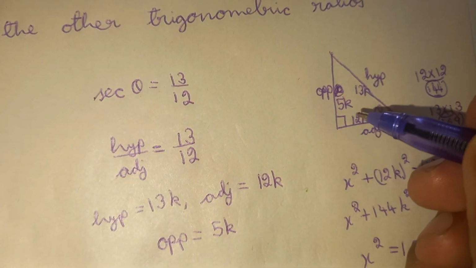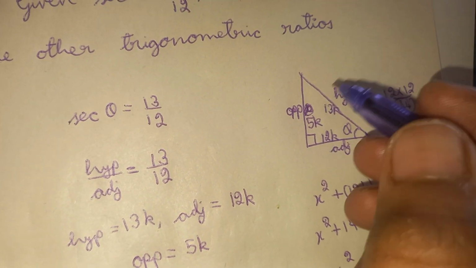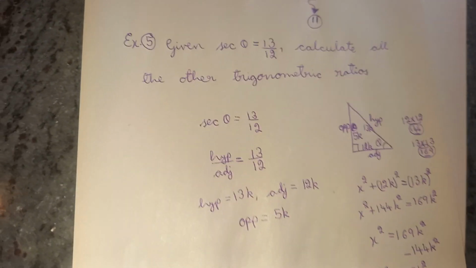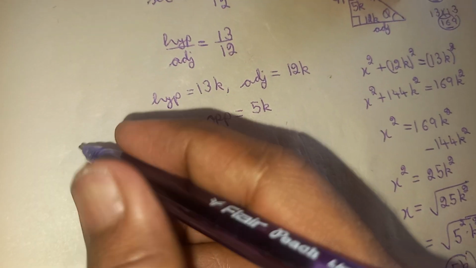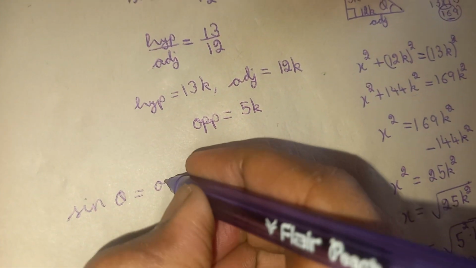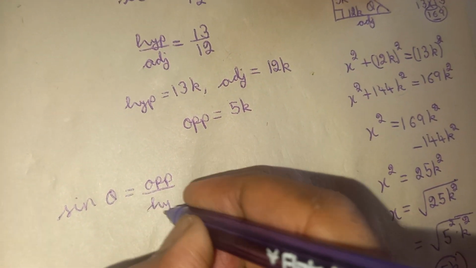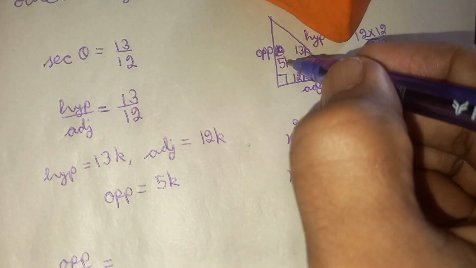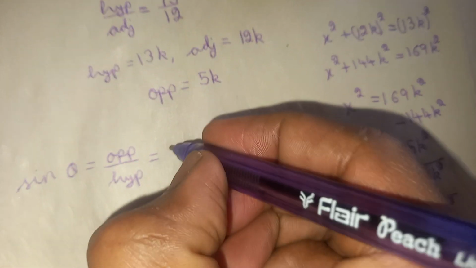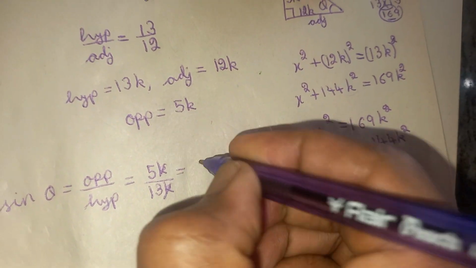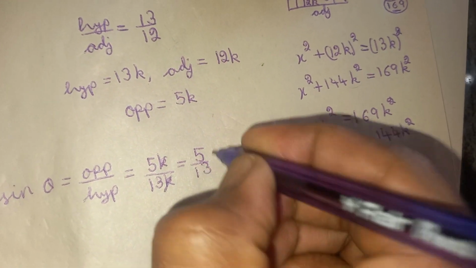Sine, cos, tan, and even cosecant and cot. Let's start with sine theta. Sine theta means opposite by hypotenuse. Here opposite by hypotenuse means 5k by 13k. Cancel out k, and you get 5 by 13.